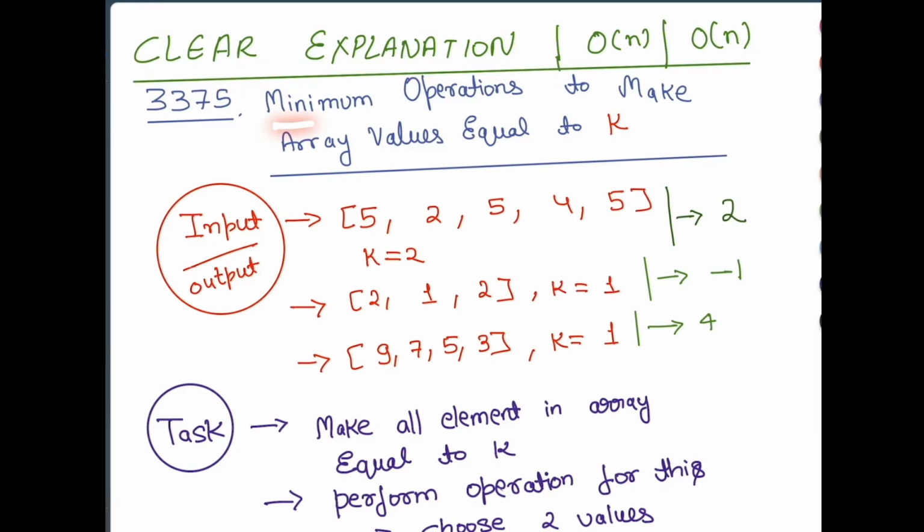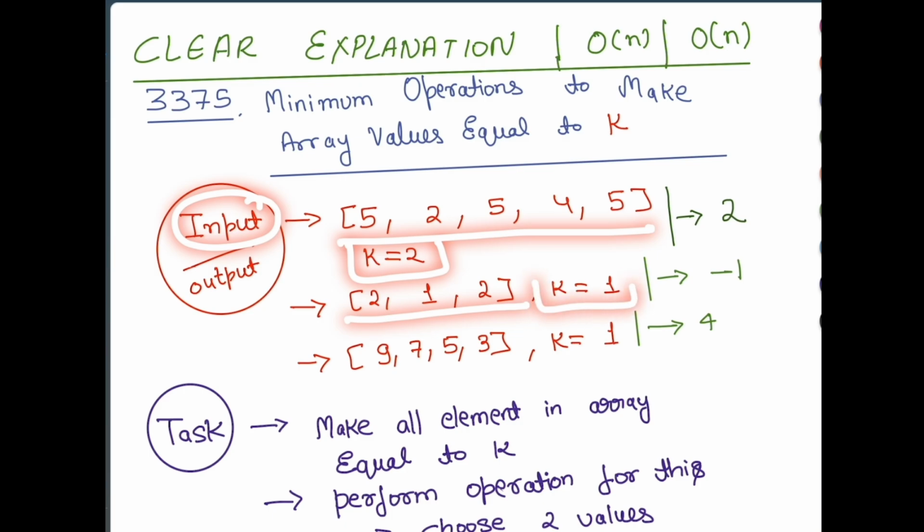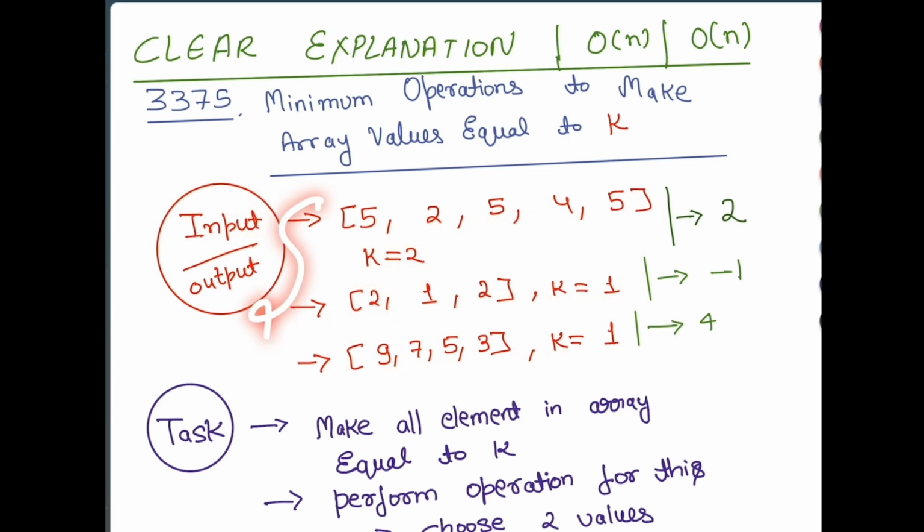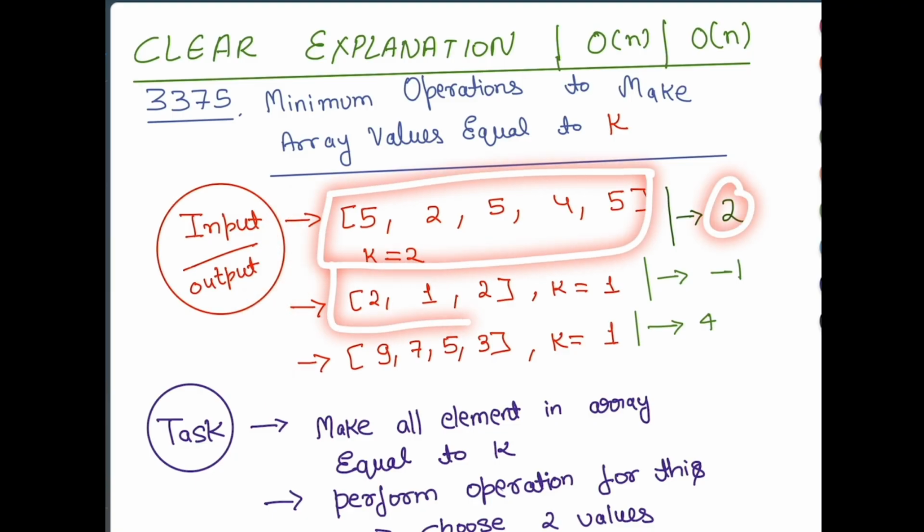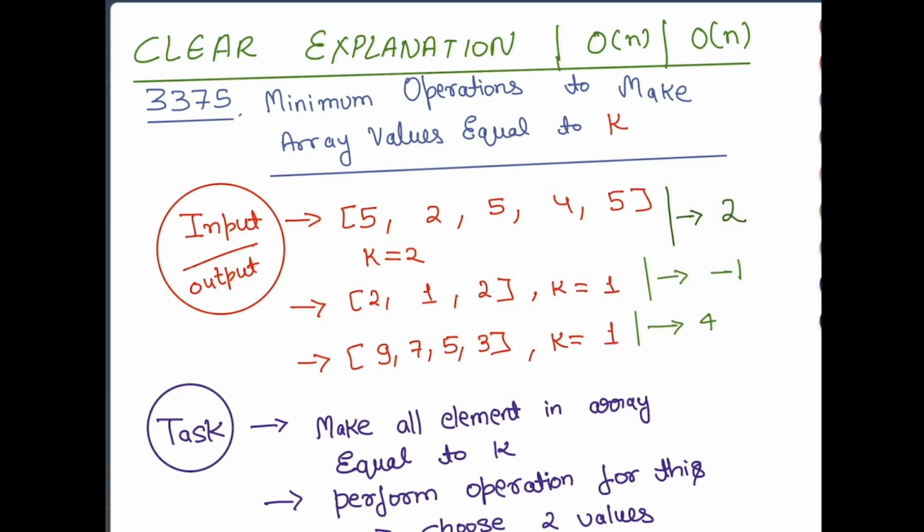You need to find out the minimum operations which you need to make all your array values equal to a given value k. The input is we have been given an array of integers and a value k, another array of integers and a value k, and another array of integers and a value k. So total we have three examples. The output for example number 1 is 2, for example number 2 it is -1, and for example number 3 it is 4. Now how is this output 2, -1 or 4? It depends upon the task. So let us first try to understand what the task is all about.